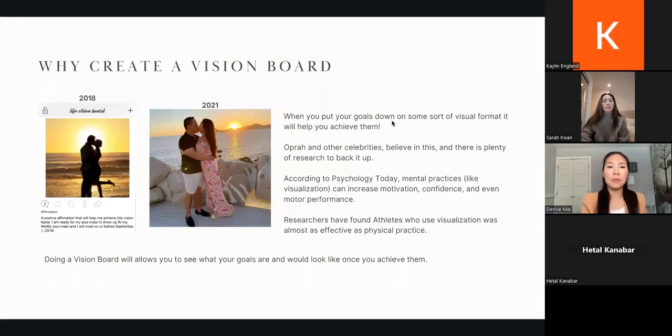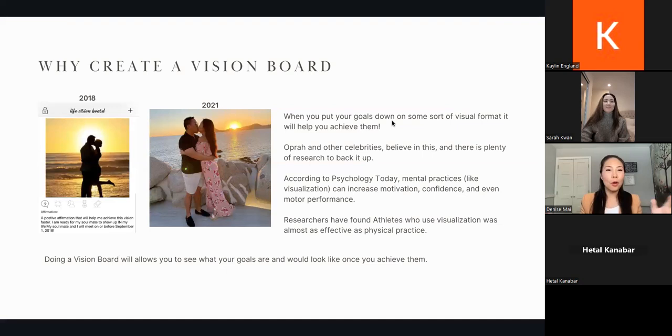The picture on the left, as you can see, is my 2018 vision board. At that time, my affirmation at the bottom is a positive affirmation that will help me achieve this vision faster. This is what you really need to write down, and be clear on what you want. So I wrote down here, I am ready for my soulmate to show up in my life. My soulmate and I will meet on or before September 1st, 2018. So I just posted a photo.